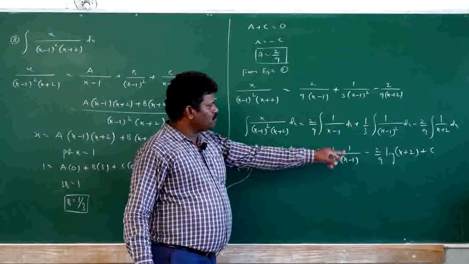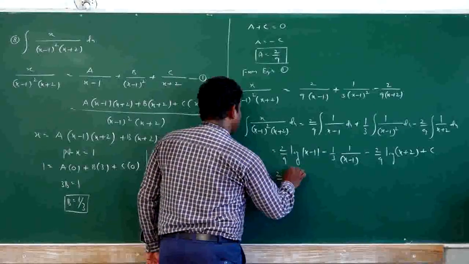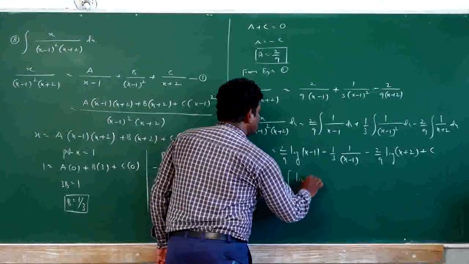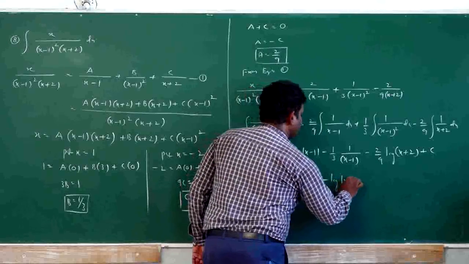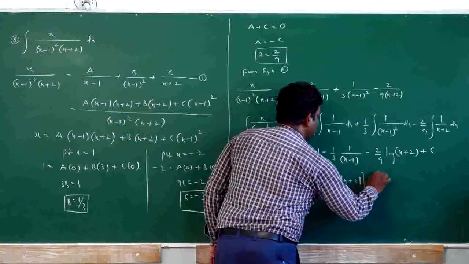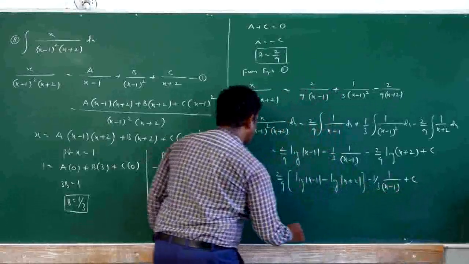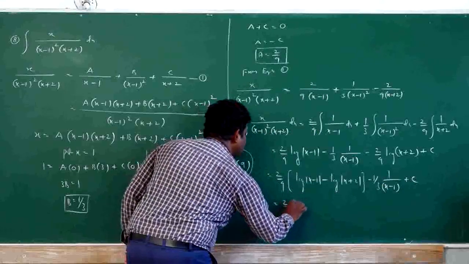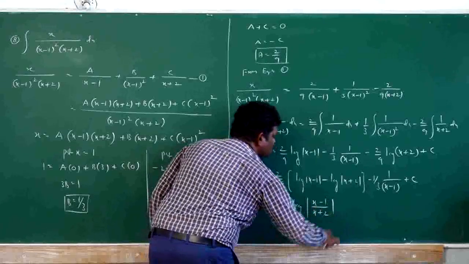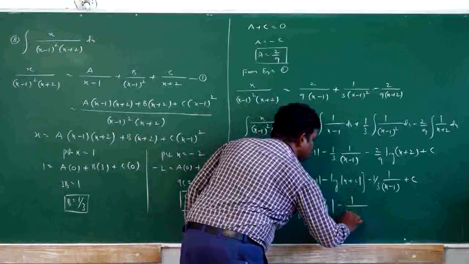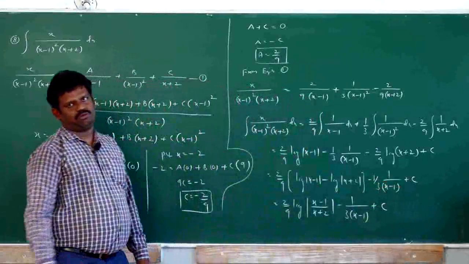Here see, 2 by 9 is common. If you take 2 by 9 common, then we get log of mod of (x minus 1) minus log of mod of (x plus 2) minus 1 by 3 divided by (x minus 1) plus c. Otherwise you can write 2 by 9 into log of mod (x minus 1) by (x plus 2) minus 1 by 3 into (x minus 1) plus c. Okay?